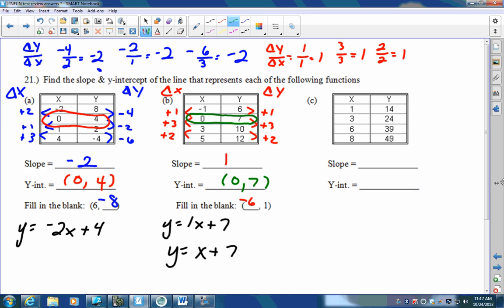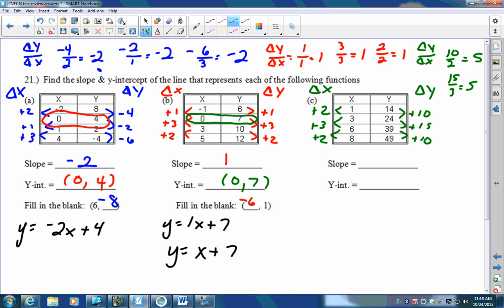On C, again, delta y, the change in y, plus 10, plus 15, plus 10. Delta x, plus 2, plus 3, plus 2. Delta y over delta x, 10 divided by 2 is 5. 15 divided by 3 is 5. That's my slope. My y-intercept, it doesn't give it to me anywhere in this table. It doesn't have 0 and some number. So I'm going to need to find it out.